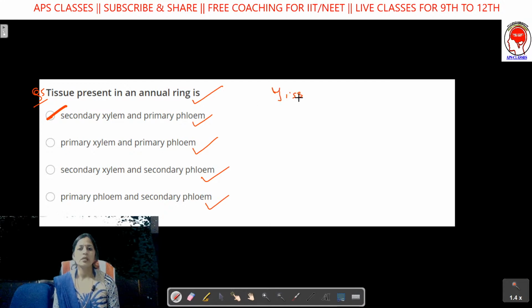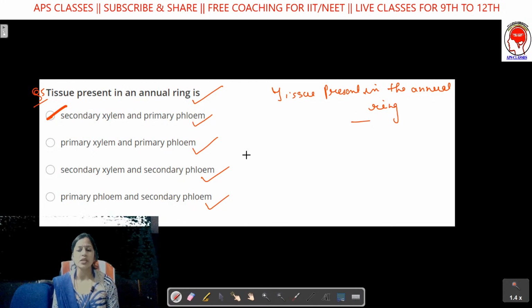Tissue present in the annual ring. Out of the 4 options, only one option is the correct option. Secondary xylem and primary phloem, primary xylem and primary phloem, secondary xylem and secondary phloem, and the last one is primary phloem and secondary phloem. So the right answer for question number 5, that is tissue present in an annual ring, is secondary xylem and primary phloem.